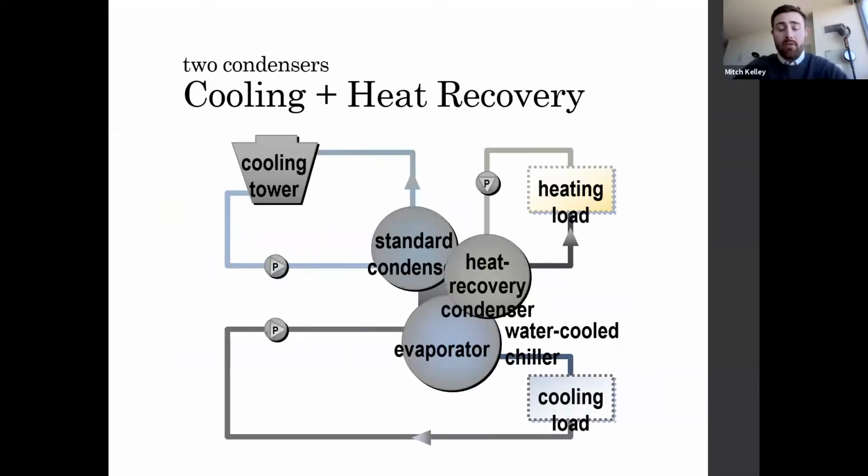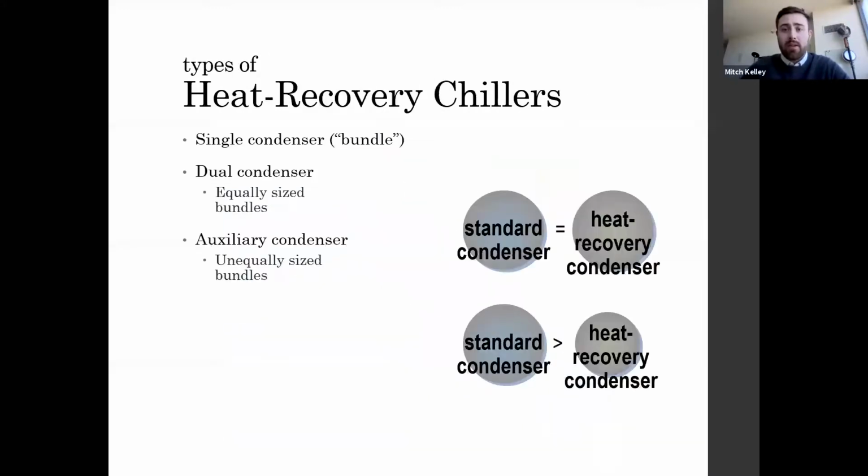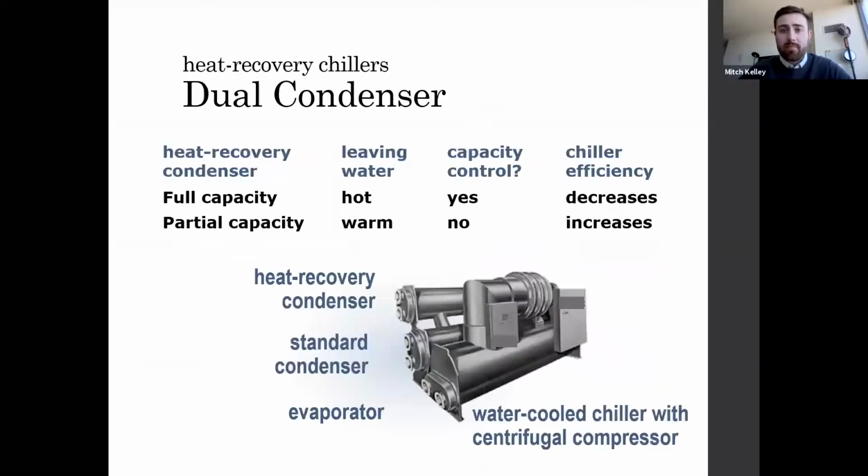Now, there are some chillers, usually centrifugals, that have two separate condensers, one that rejects heat to the cooling tower, the standard condenser, and the other that interfaces with the heating load. Let's look specifically at three different types of heat recovery chillers of this type.